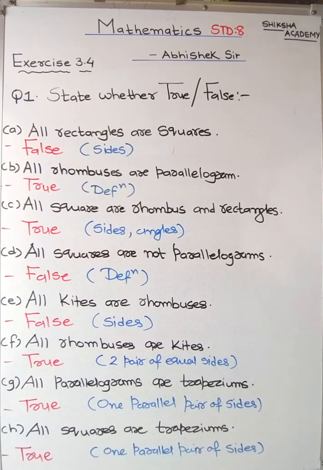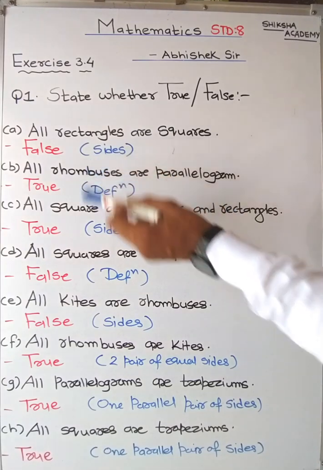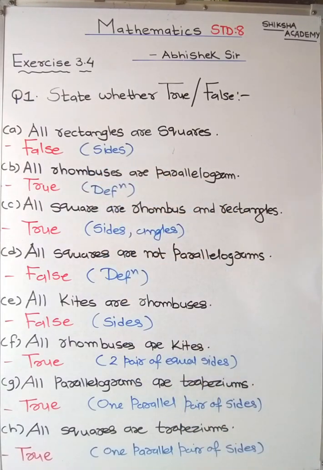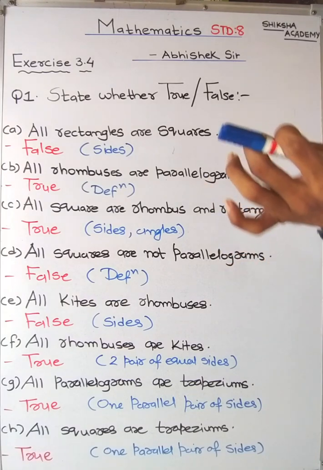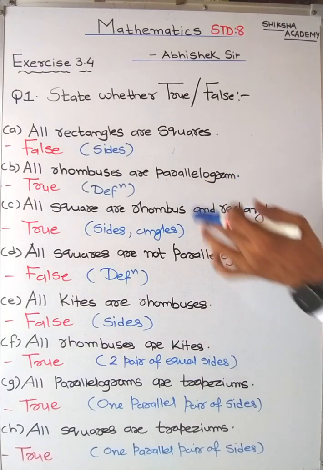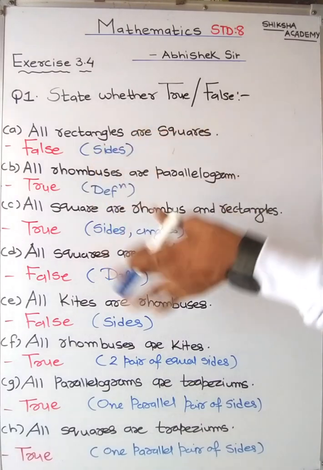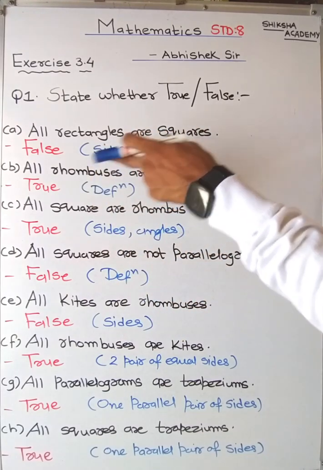So this statement is false, and in the bracket with the blue marker I have written the reason or hint why they are true or why they are false. This is not expected, but for your convenience I have written the hint.